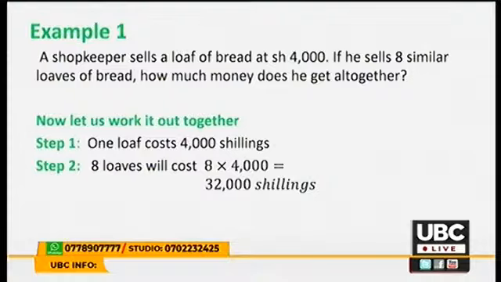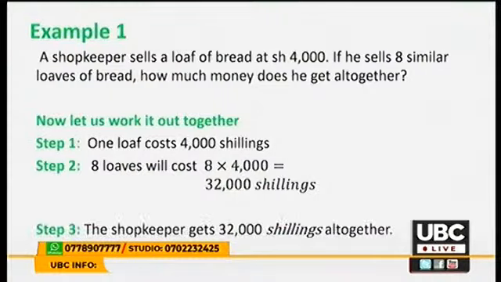Do you remember we said the knowledge of multiplication is very important in this work? So we've got to multiply accurately. And what is 8 times 4? That is 32. Be careful about the zero issue by using a comma, and that will be 32,000 shillings. So we now conclude our answer in step 3. The shopkeeper gets 32,000 shillings altogether.